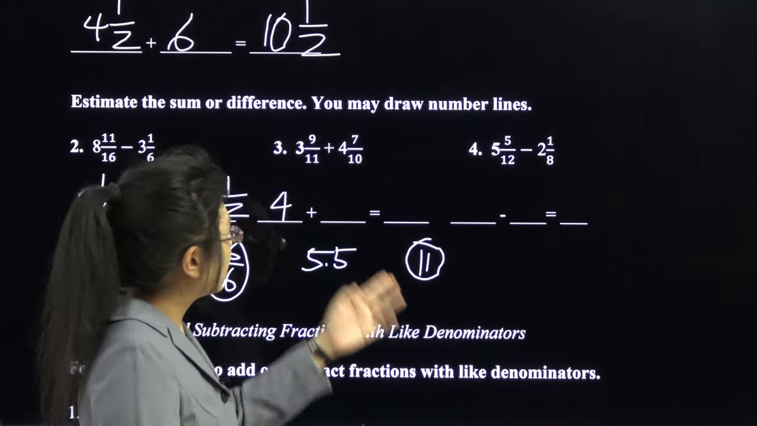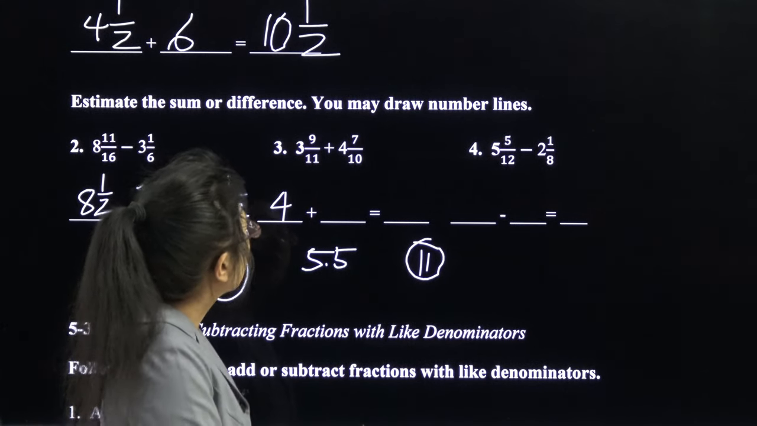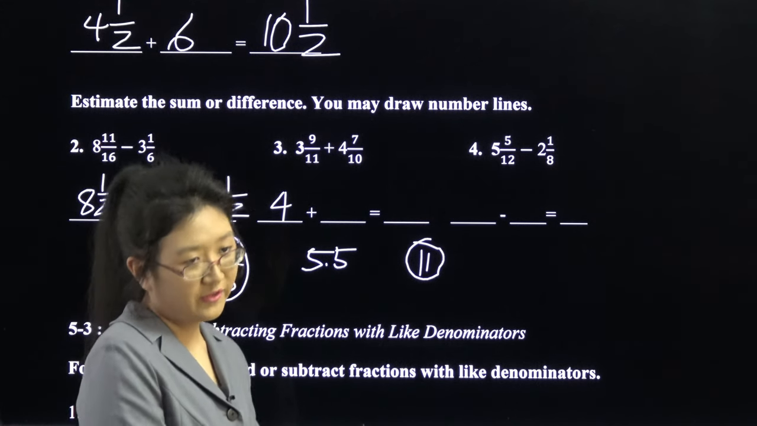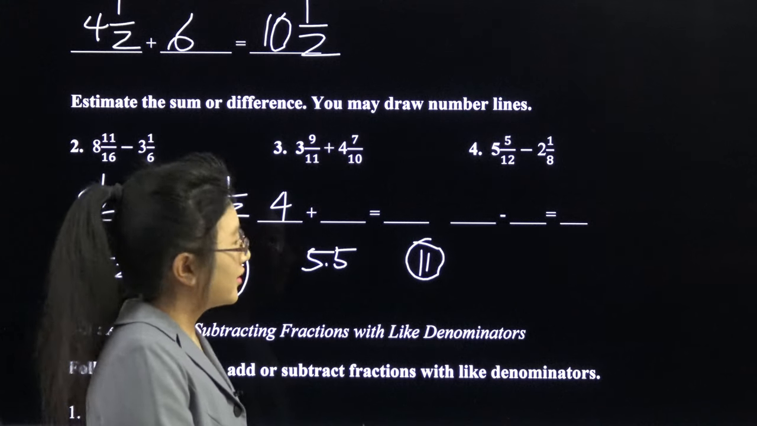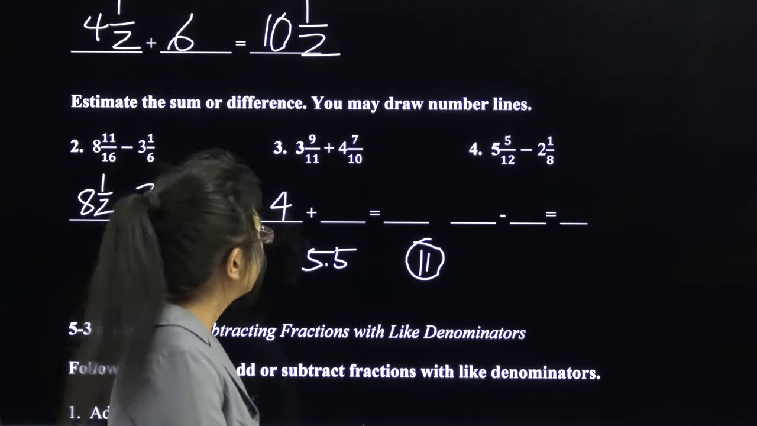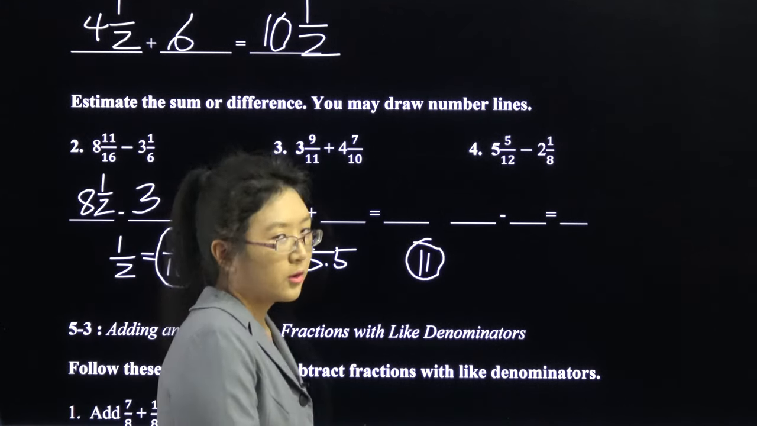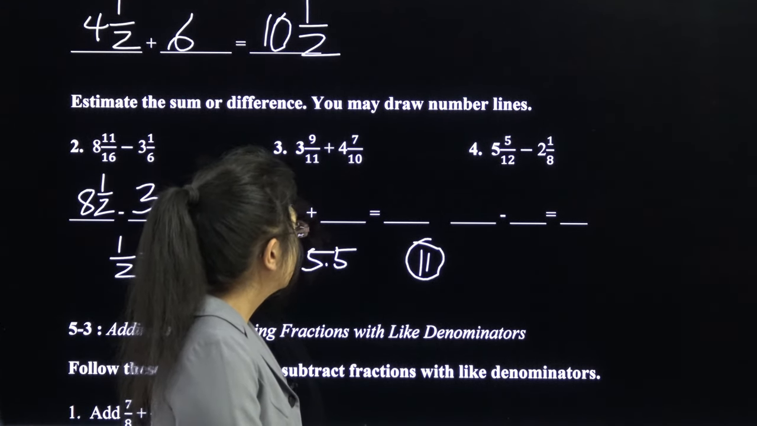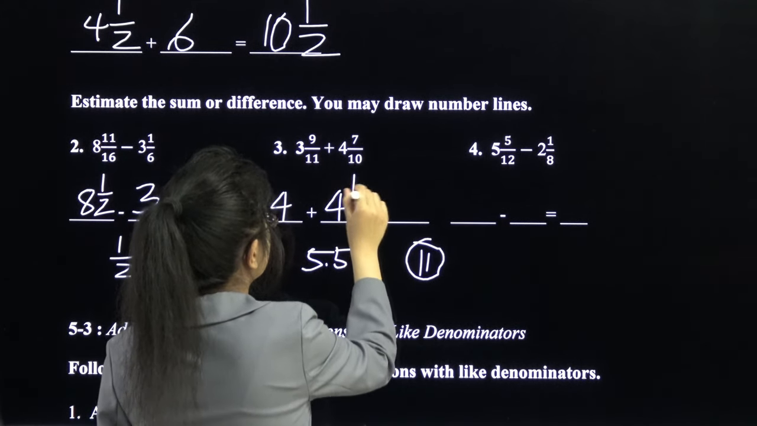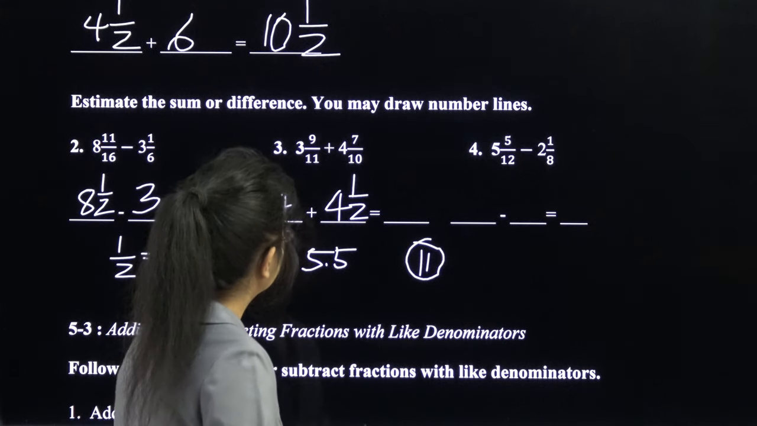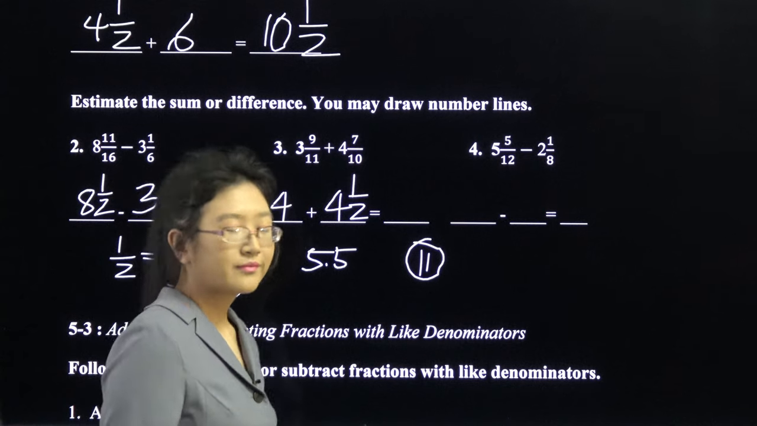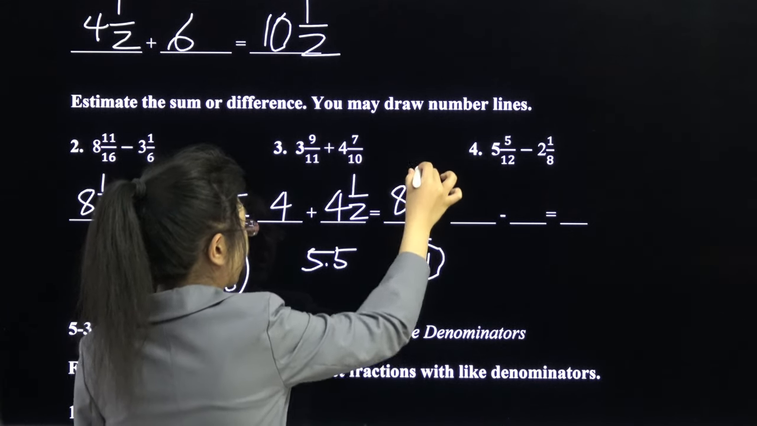What about 4 and 7/10? Is 7/10 closer to 1/2, or 5/10, or is it closer to just 1, or 10/10? Is 7 closer to 5 or 10? It's closer to 5. So we round this down to 4.5. Now what's 4 plus 4.5? 4 plus 4 is 8, and then there's an extra half.